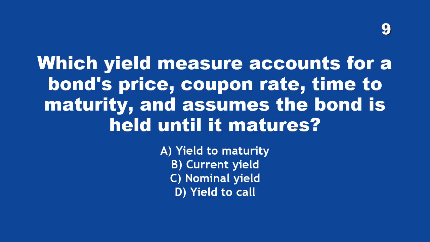Which yield measure accounts for a bond's price, coupon rate, time to maturity, and assumes the bond is held until it matures? Option A, yield to maturity. Option B, current yield. Option C, nominal yield. Option D, yield to call. The correct answer is A, yield to maturity.